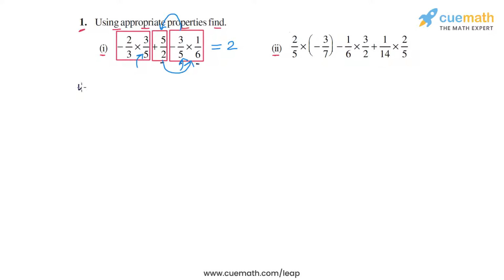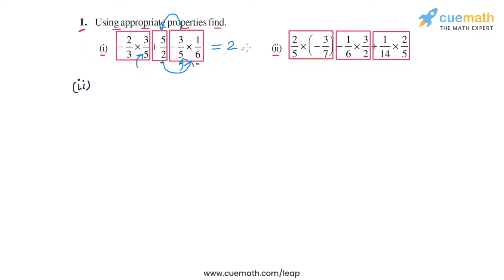Now let's do part 2. In part 2, the expression is 2 by 5 into minus 3 by 7 minus 1 by 6 into 3 by 2 plus 1 by 14 into 2 by 5. Once again, we can see that this expression is made up of 3 parts or 3 terms: 2 by 5 into minus 3 by 7, then minus 1 by 6 into 3 by 2, and then plus 1 by 14 into 2 by 5.